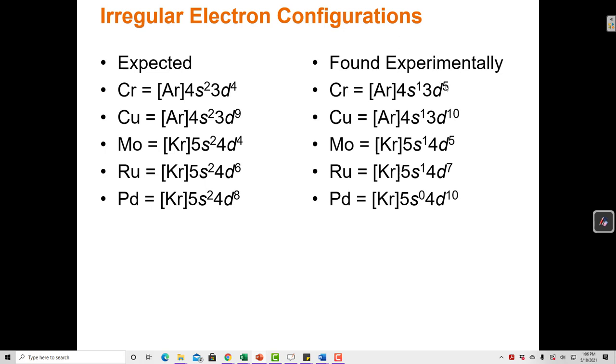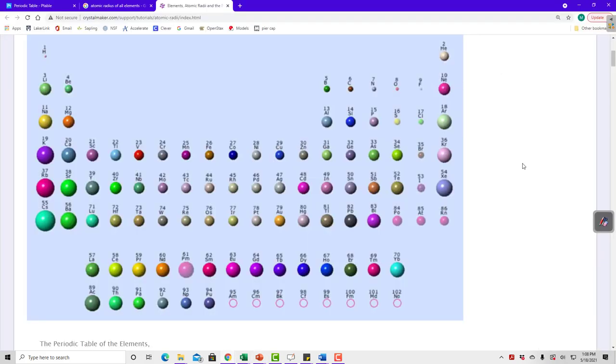So d5 is stable, d10 is stable, 4d5 is stable, and also 4d7 is stable. This one doesn't quite fit the pattern of half-filled shell, full shell, half-shell, full shell. For 4d7, we find experimentally that for whatever reason, 4d7 is more stable than 4d6. So this is what we would expect, and this is what we find experimentally.